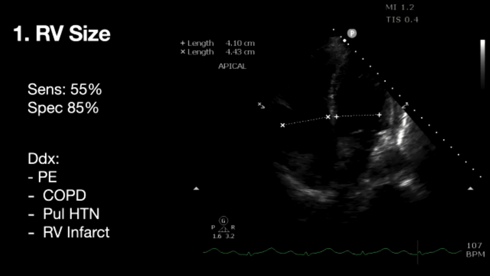When you see it, the specificity is not bad. And I think some of that probably has to do, I didn't dive into all the papers that looked into it, but it probably has to do with it being a higher pretest probability patient.